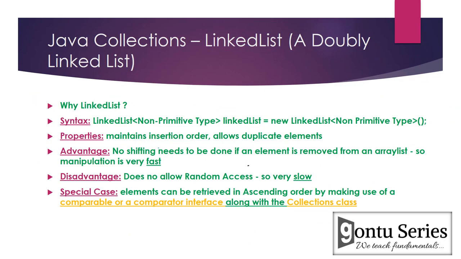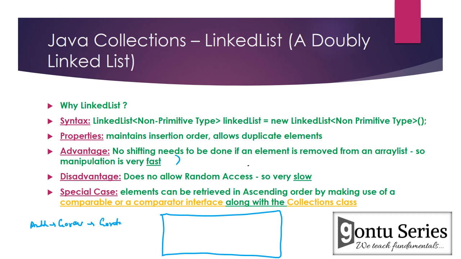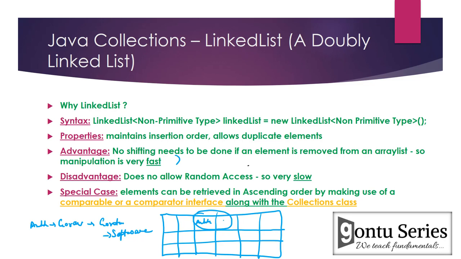So this point, let's first see no shifting needs to be done. So this is RAM. I've stored Ankush, and then Gaurav, and then Gontu, and then software. Let's say I've stored this in the linked list. So how is it going to be stored in the RAM? Anywhere in the RAM it's going to create the node. Let's say it creates a node like this for Ankush, and then it's going to be pointed to null.